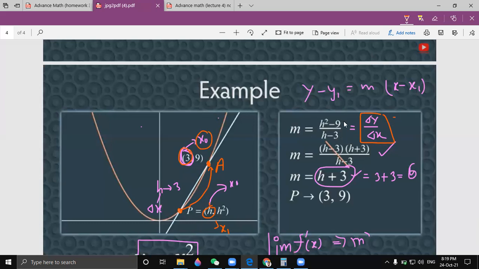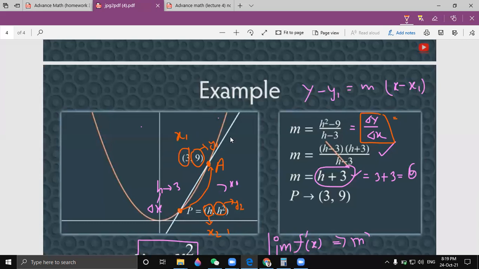So here it is 2 minus 9. You can see this is our y2 and this is our y1. And we can just call this x0 as x2. This is our y2, this is our y1, this is our x2, and this is our x1.